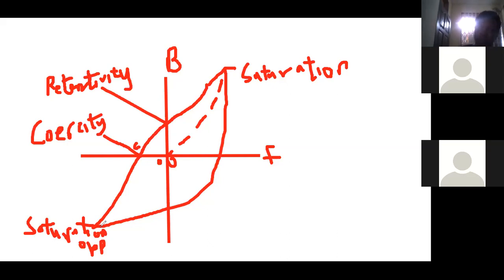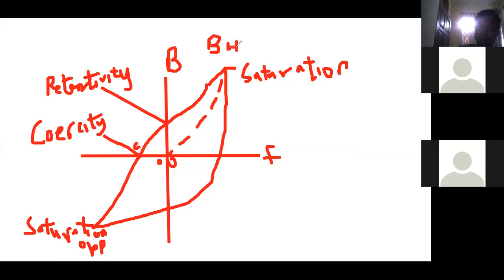And when it gets to the saturated point and I want to reverse it, then it will start the curve again. There's a loop. We call it the BH loop. That means B stands for magnetic flux density, and the other one, H, is magnetic strength. BH loop. So it's a loop.